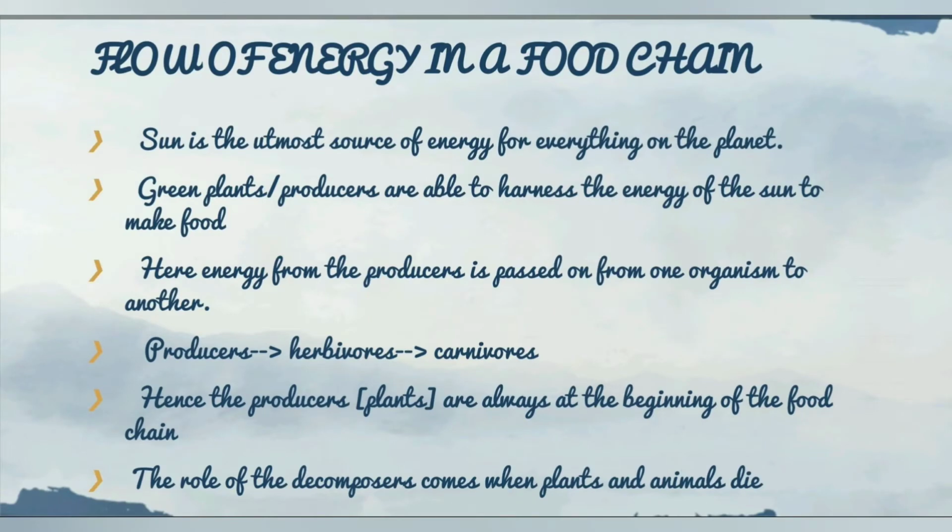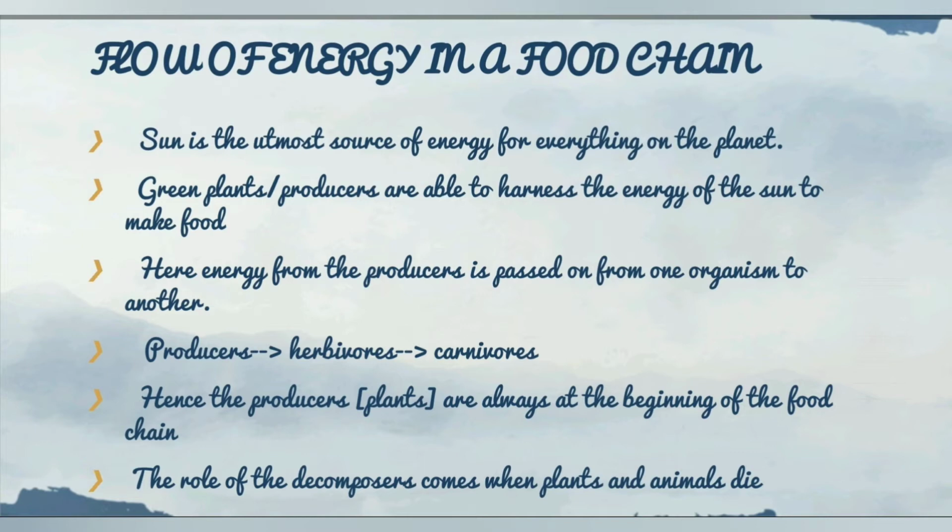Flow of energy in a food chain. The sun is the ultimate source of energy for everything on the planet. Green plants or producers are able to harness the energy of the sun to make food. Here, energy from the producers is passed on from one organism to another. Producers are eaten by herbivores and herbivores are eaten by carnivores. Hence, the producers or plants are always at the beginning of the food chain.